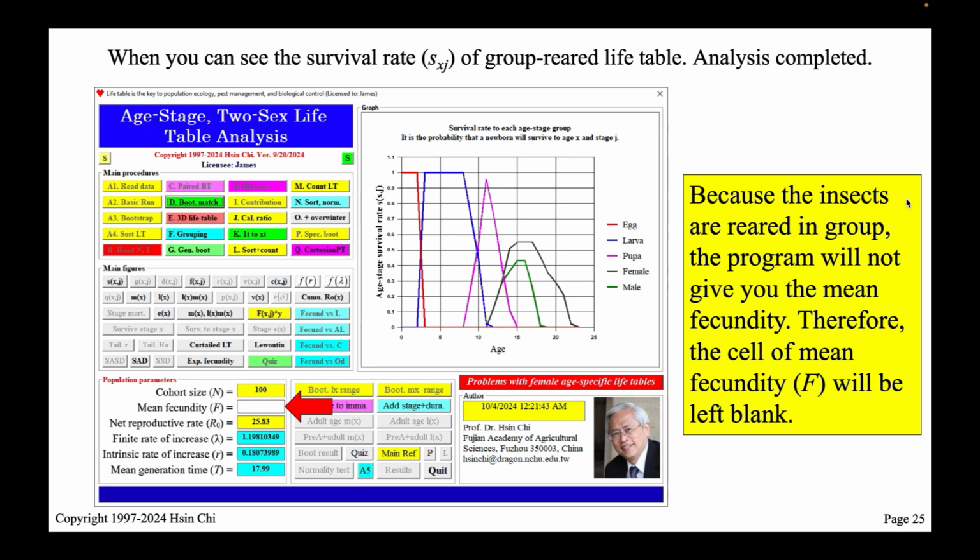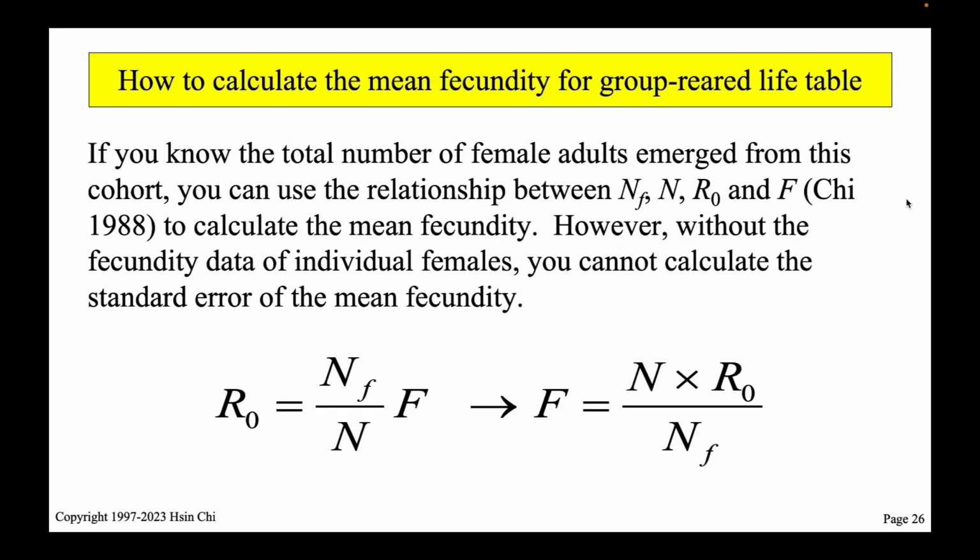Because the insects are read in group, the program will not give you the mean fecundity. Therefore, the cell of mean fecundity, F, the red arrow, will be left blank. How to calculate the mean fecundity for group read live table? If you know the total number of female adults emerged from this cohort, you can use the relationship between NF, N, R0 and F to calculate the mean fecundity. However, without the fecundity data of individual females, you cannot calculate the standard error of the mean fecundity.